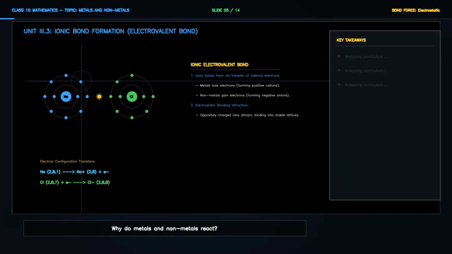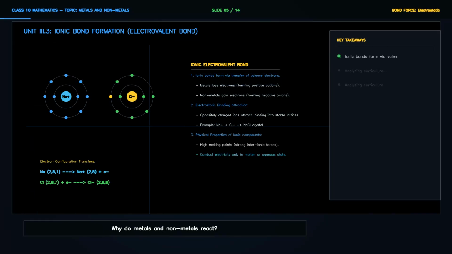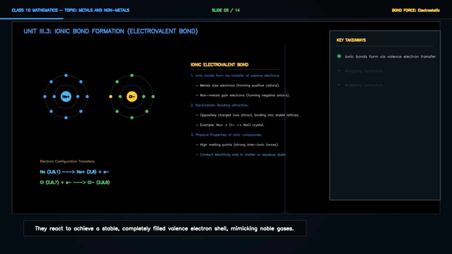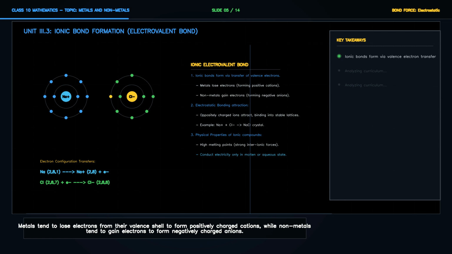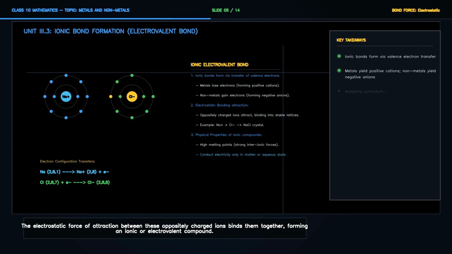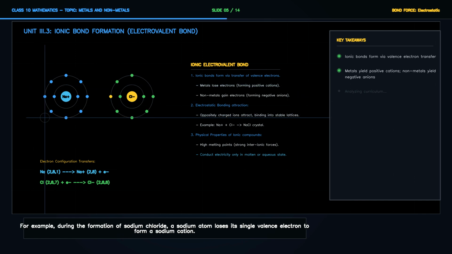Why do metals and nonmetals react? They react to achieve a stable, completely filled valence electron shell, mimicking noble gases. Metals tend to lose electrons from their valence shell to form positively charged cations, while nonmetals tend to gain electrons to form negatively charged anions. The electrostatic force of attraction between these oppositely charged ions binds them together, forming an ionic or electrovalent compound.